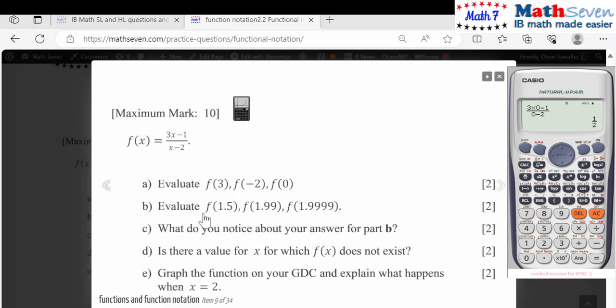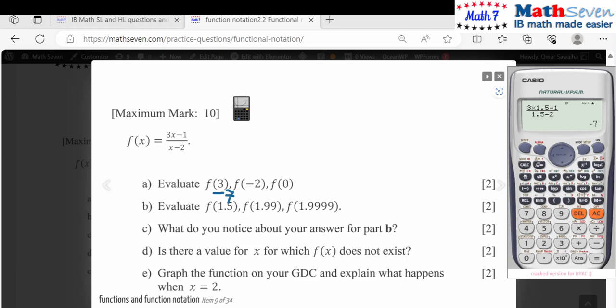Okay, now the second part, evaluate again. So you got to put 1.5, 1.9, 1.99. So grab the calculator. AC it. Okay, perfect. So put 1.5. AC, bring up the division bar. So 3 times 1.5 minus 1 over 1.5 minus 2. Click enter. So you get minus 7. So for this one, minus 7.